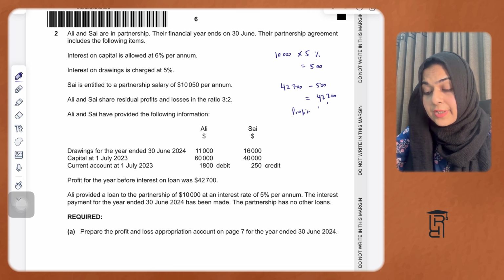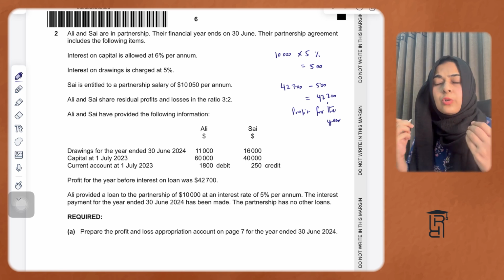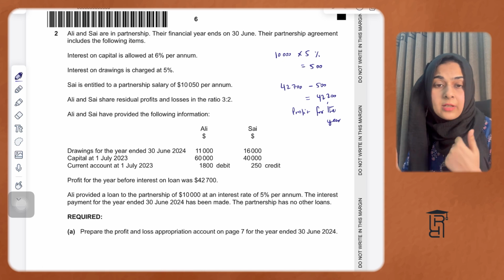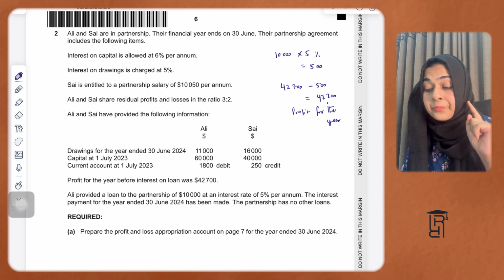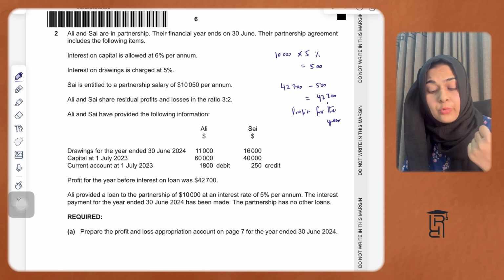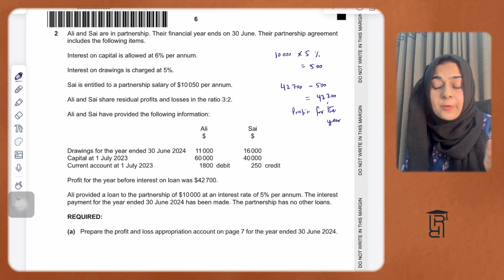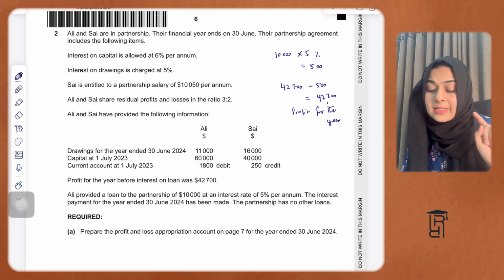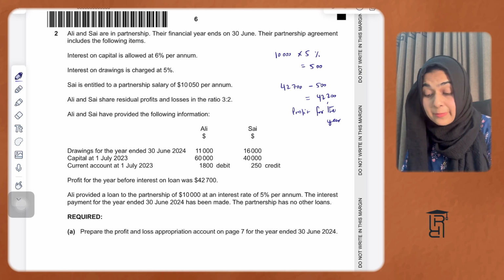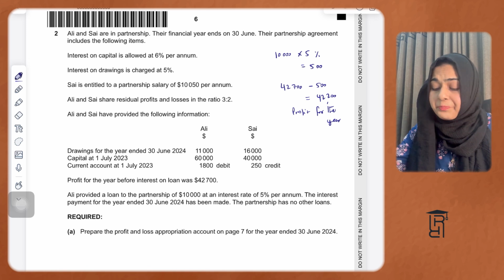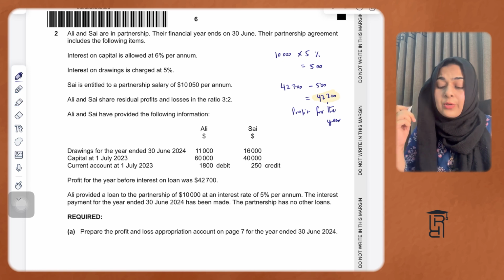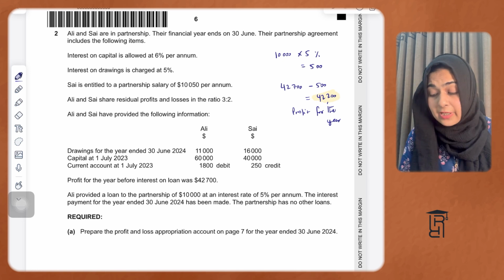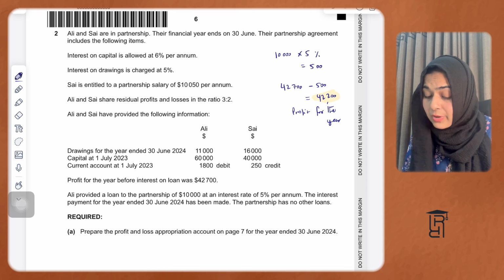for the year, because whether the interest is from the partner or from a bank, the interest payment is recorded in the expenses section of the income statement, and same goes for interest on loan from a partner and interest on loan from a bank. In both cases, interest expense should be subtracted in the expenses section of the income statement, and then we get the profit for the year, and this profit for the year will be taken to the appropriation account. So 42,200, we are supposed to take 42,200 to the appropriation account. They're saying the partnership has no other loans.